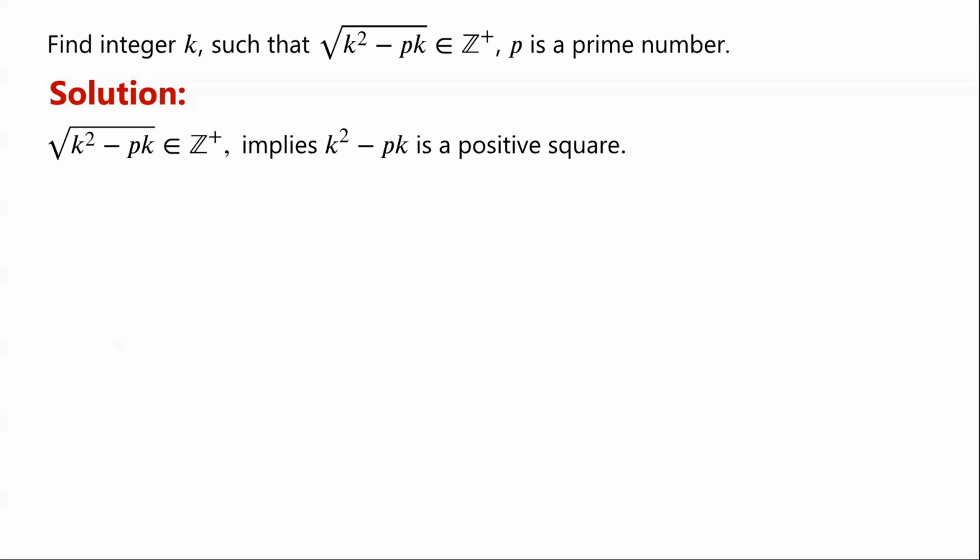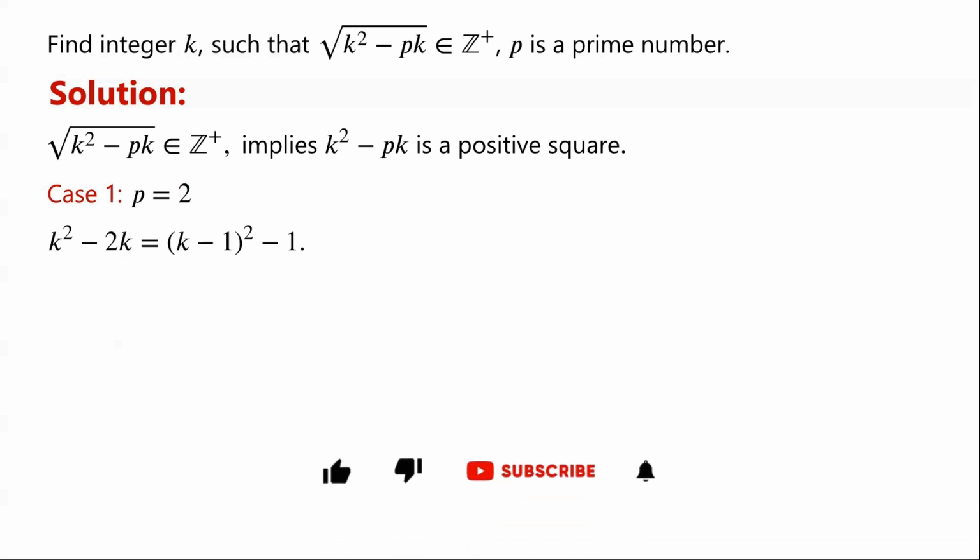How to solve this problem? It seems to be not straightforward. We are given that p is a prime number. The only even prime number is 2. So we first consider if p equals 2, in which case, k squared minus p times k becomes k squared minus 2k, which can be written as (k minus 1) all squared minus 1.